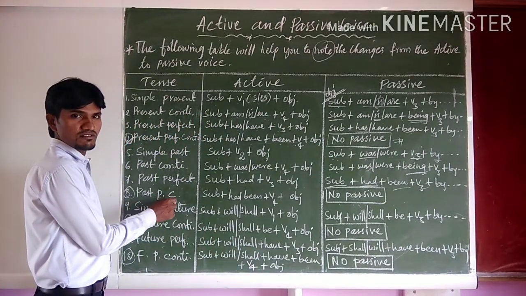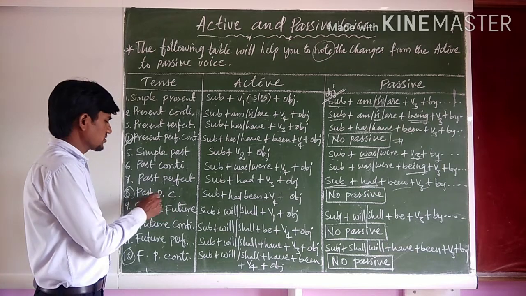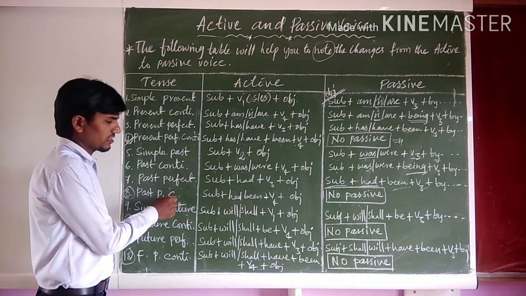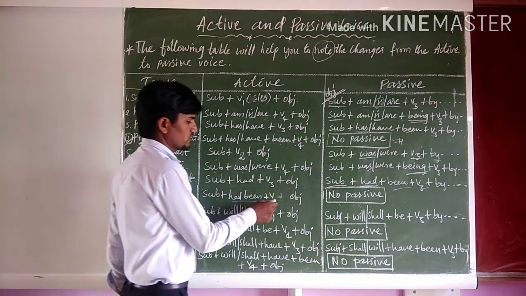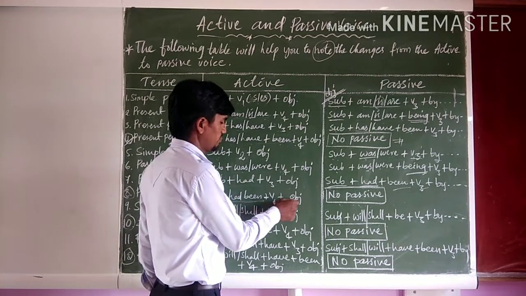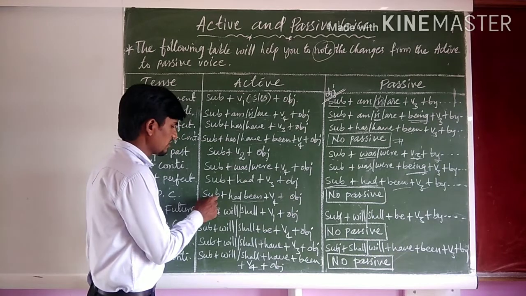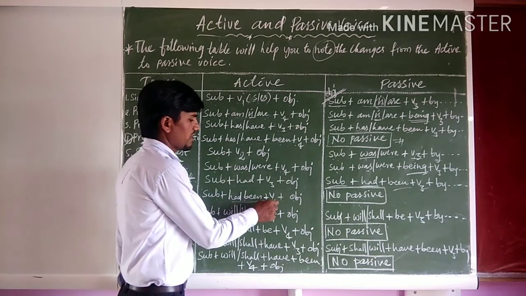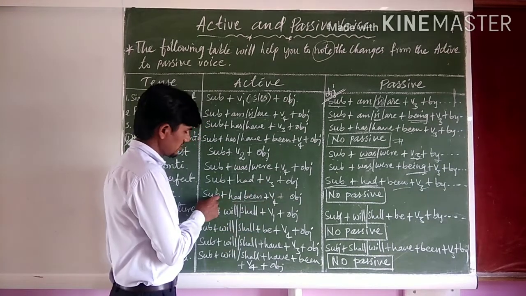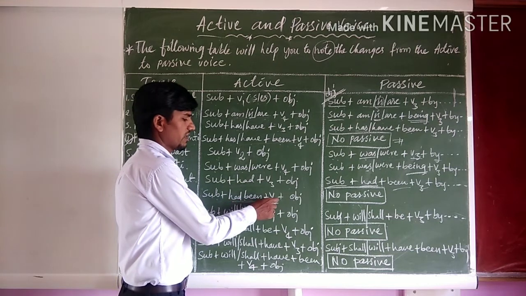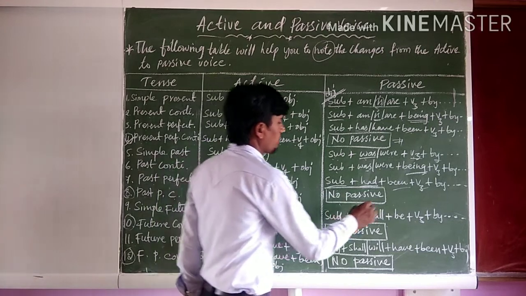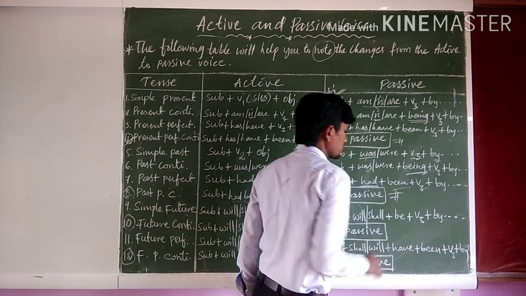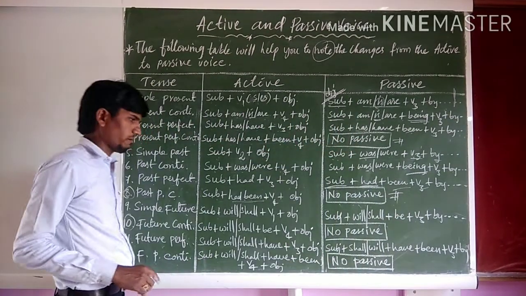Past perfect continuous tense. The structure is subject plus had been plus V4 plus object. For example, he had been writing a letter. It has no passive structure.